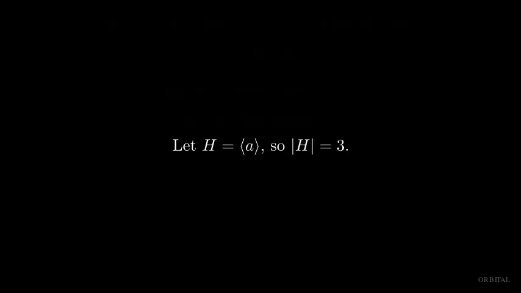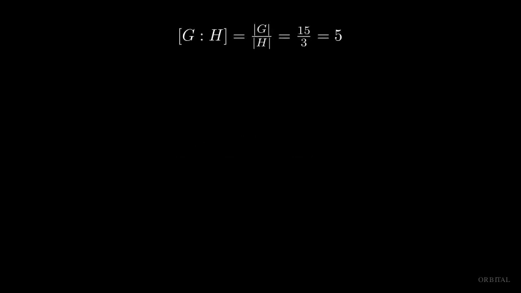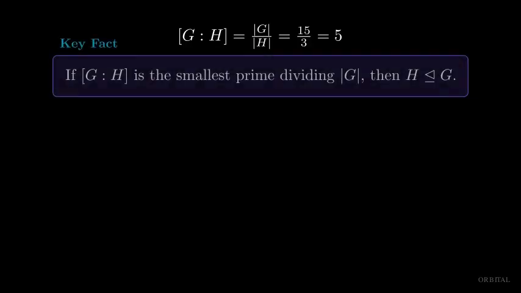Let H be the cyclic subgroup generated by A. Then H has order 3. The index of H in G is 15 over 3, which equals 5. Now, here's a key theorem from the theory of group actions. If the index of a subgroup equals the smallest prime dividing the order of G, then that subgroup must be normal. This is proved using the permutation representation on cosets. We'll take it as given.